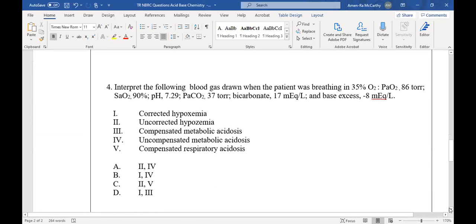Interpret the following blood gas drawn when the patient was breathing 35% oxygen. So he is on oxygen. His PaO2 is 86. He's sat in 90%. pH of 7.29. A CO2 of 37. And a bicarb of 17. And a base excess of -8. What do you have?